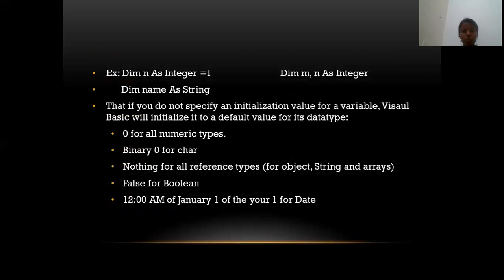So here one example is there. Dim, that is what we call Dim n As Integer = 1, and another one is Dim m, n As Integer, and another one is Dim name As String. If you do not specify an initialization value for a variable, Visual Basic will initialize it to a default value for its data type. So if we do not initialize the value of a variable of any data type, Visual Basic will initialize it to a default value, assigning the default value of that data type.